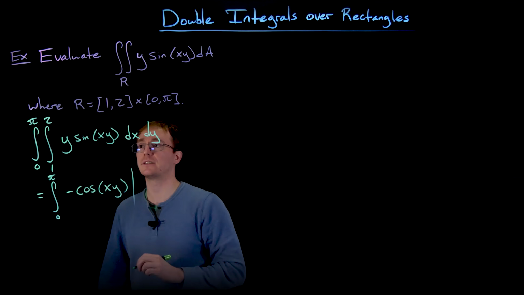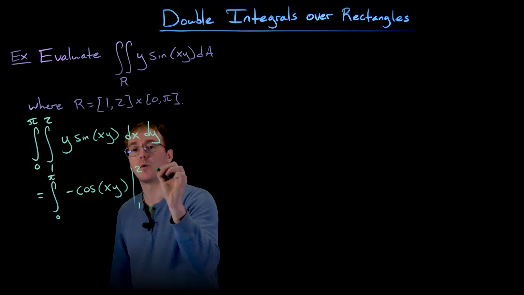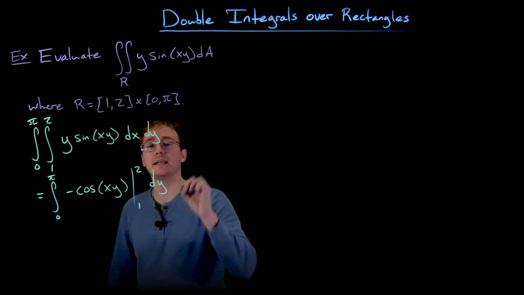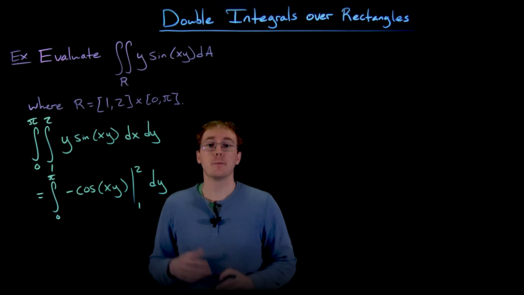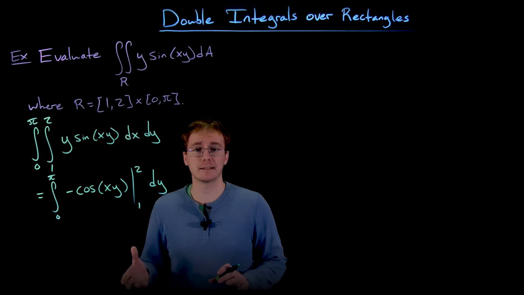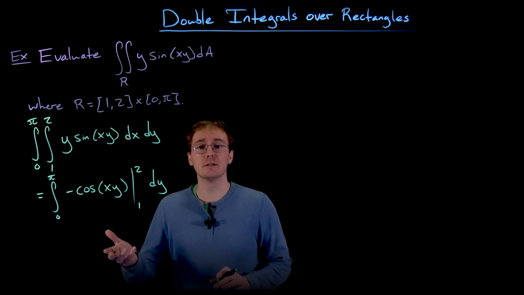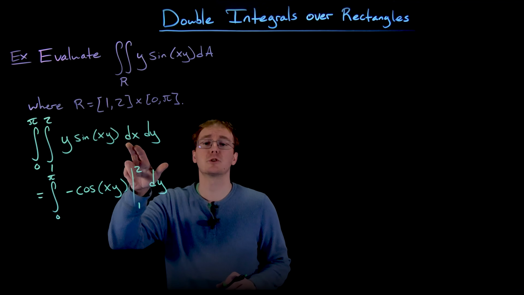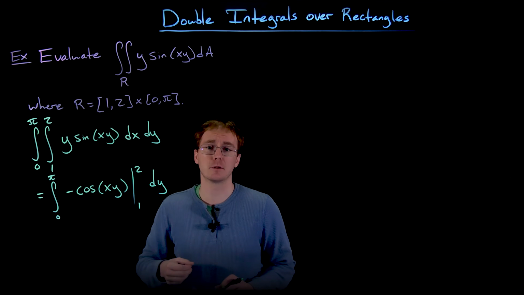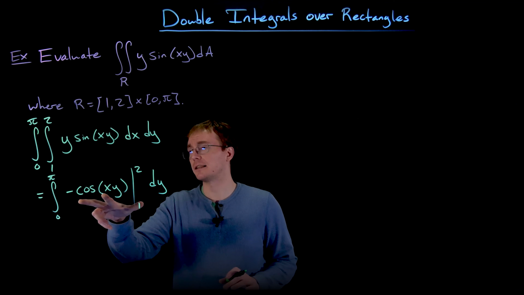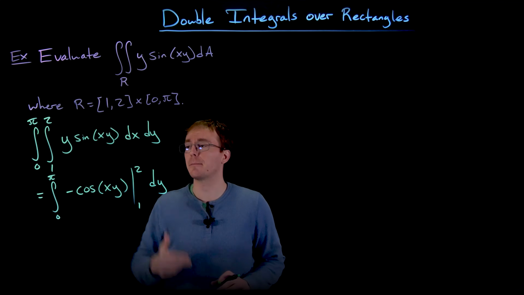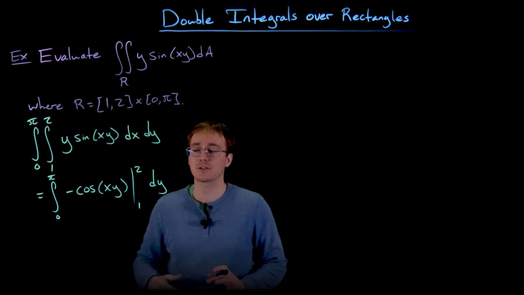We're going to have to evaluate this antiderivative at the x values of 1 and 2 before we can integrate with respect to y. And we can always check if we found the correct partial antiderivative by taking the derivative of our antiderivative with respect to the variable we just integrated with respect to. So if we differentiate this function with respect to x, we should get back to y times sine of xy.